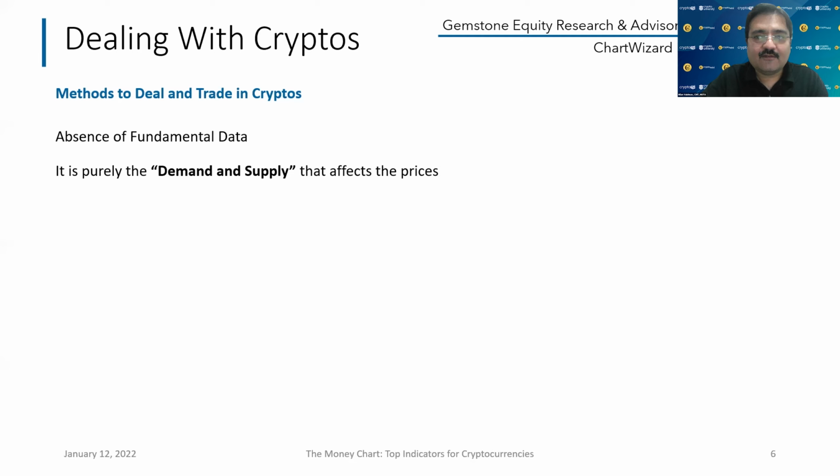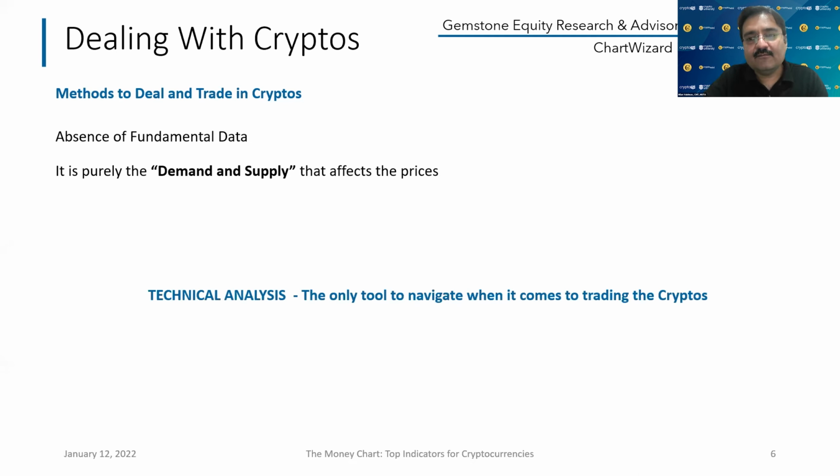But in the case of cryptos, the most unique thing about them is that there is virtually an absence of any fundamental data, and it's purely demand and supply that affects the prices. And when it is only demand and supply that affects the prices, and there is a total absence of fundamental data, the only tool that remains which can help us navigate it would be technical analysis. I would say that it's the only tool that can be effectively and gainfully fruitful when it comes to trading the cryptos.